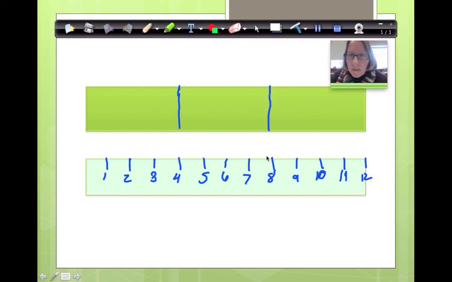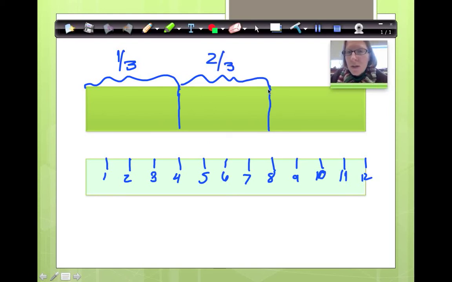Okay, now what did I do? I've now divided up my whole into how many parts? I now have 3 parts, right? Okay, so if I have 3 parts, I have now broken them into thirds. So let's count our thirds. From here to here we have 1/3. From here to here we have 2/3. From here to here, we have 3/3. So how many thirds are in a whole? Well, there's 3. 1, 2, 3.